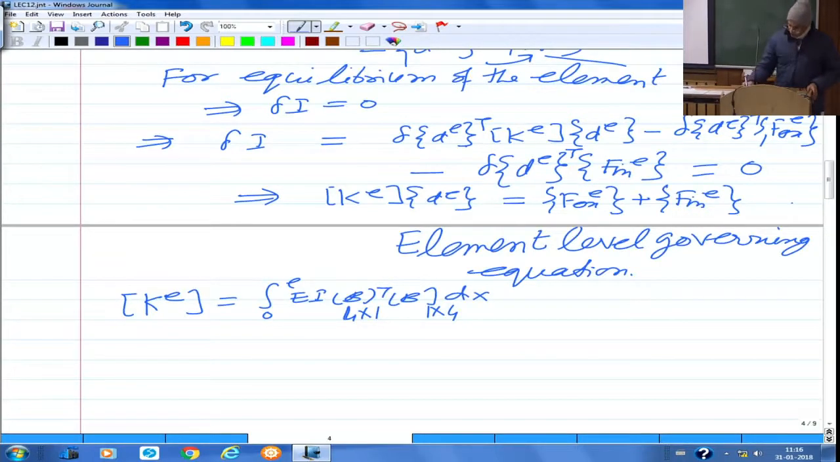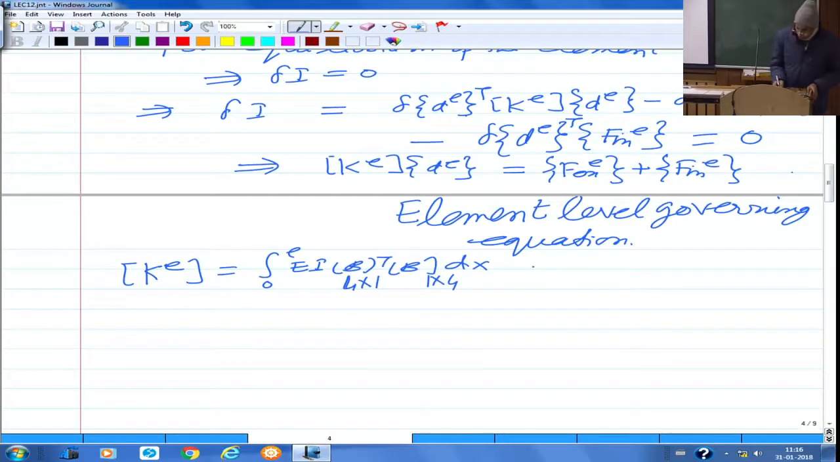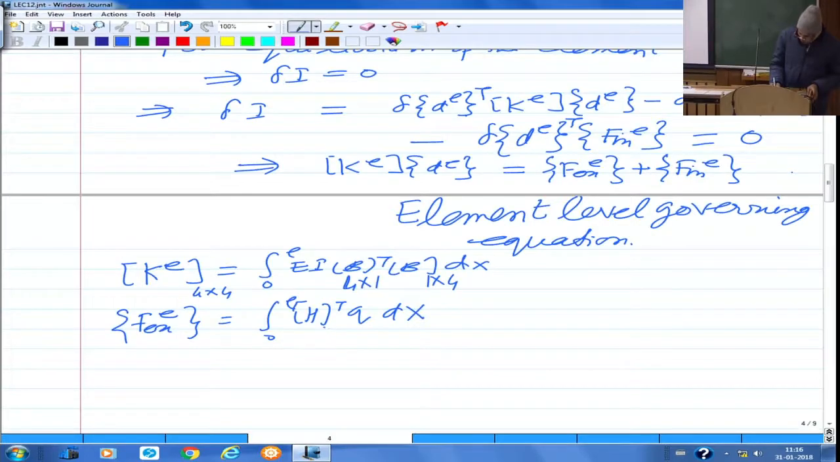So for this beam you have the stiffness matrix, which is a 4 by 4 matrix. Similarly, if you look at the external load vector, that is the integral from 0 to L of H transpose into Q dx, and H is 1 by 4, so its transpose is 4 by 1. So this is basically a 4 by 1 vector. That is the difference.